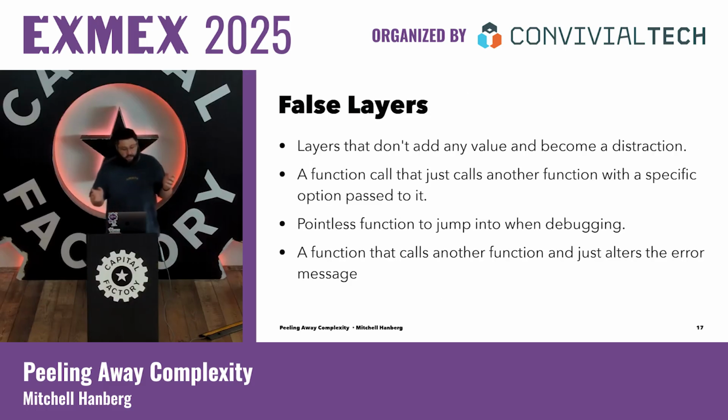False layers that don't add any value and generally become a distraction. A function call that just calls another function with an option passed to it, and the name is like create new active thing, rather than just passing active to your thing. We'll take a look at that. These functions generally are pointless when you're trying to debug. It's just confusing. Or like functions that call a function and then they pattern match on the error message and just tweak it and kind of change it out of the blue.